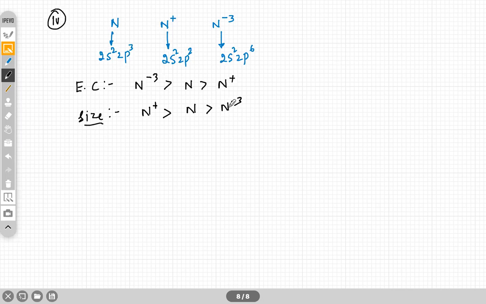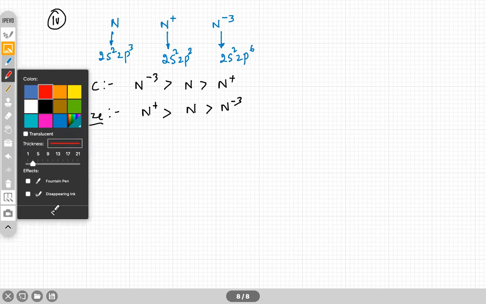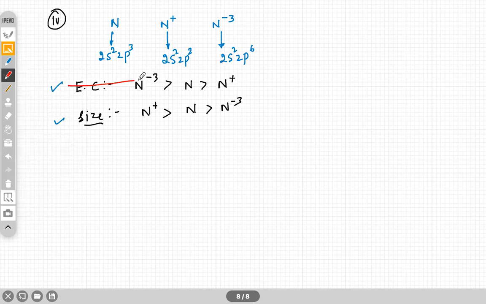Yes. So suppose in the exam, someone thinks about this and someone thinks about this. Logically, electronic configuration disorder is correct. Size factor disorder is correct. But both of you won't get the correct answer, because only one is correct. So here the correct answer is, because we have the same element, electronic configuration we won't consider, but we consider size factor.